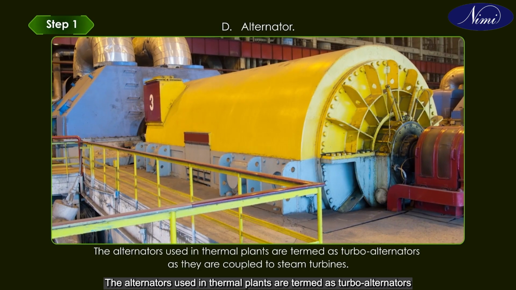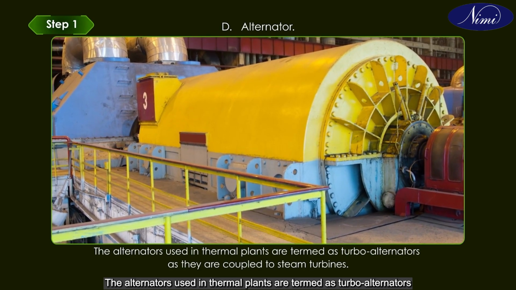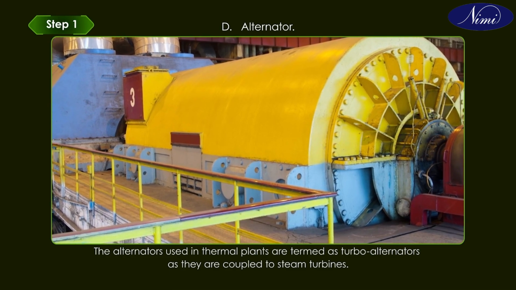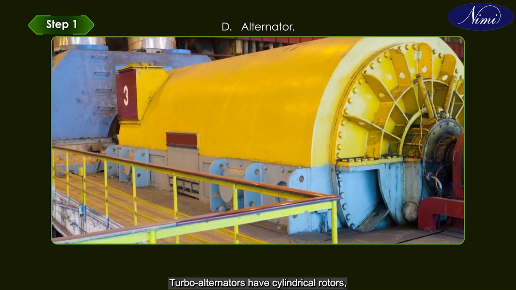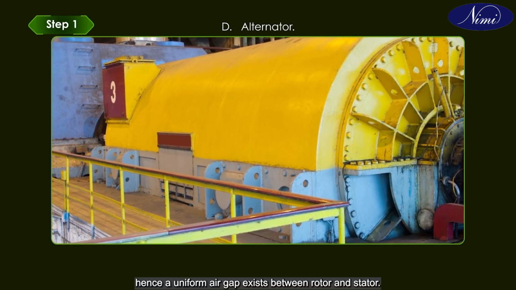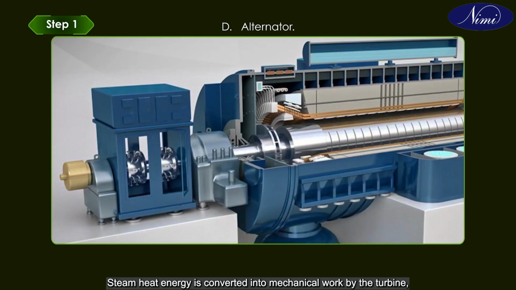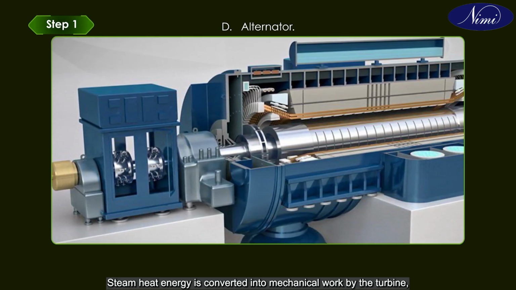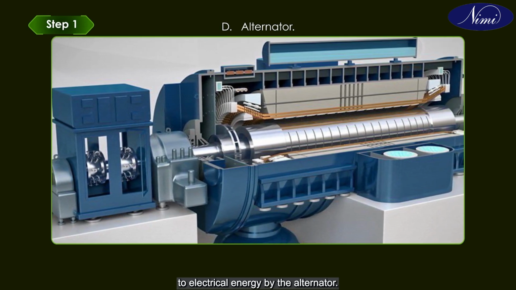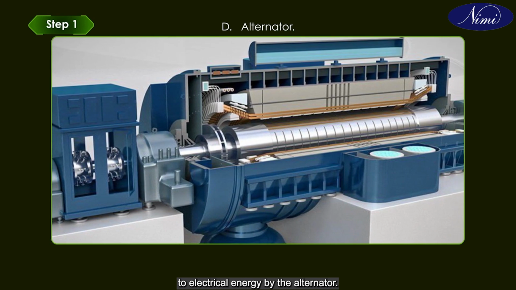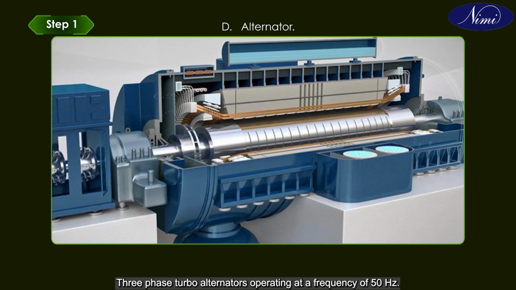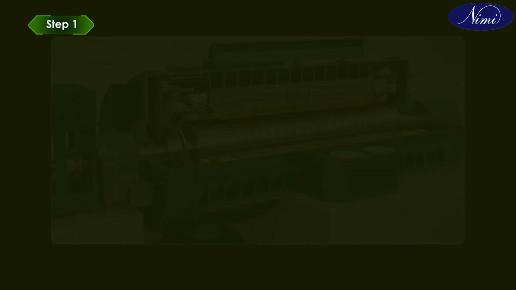The alternators used in thermal plants are termed turbo alternators, as they are coupled to steam turbines. Turbo alternators have cylindrical rotors, hence a uniform air gap exists between the rotor and the stator. Steam heat energy is converted into mechanical work by the turbine, and mechanical energy is converted to electrical energy by the alternator. Three-phase turbo alternators operate at a frequency of 50 Hz.